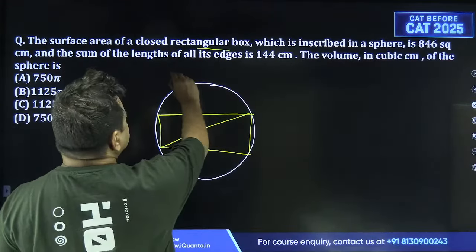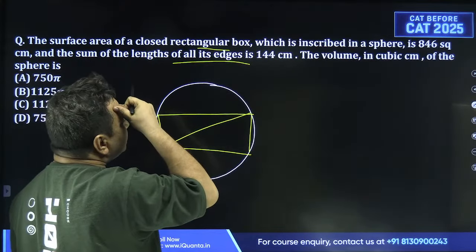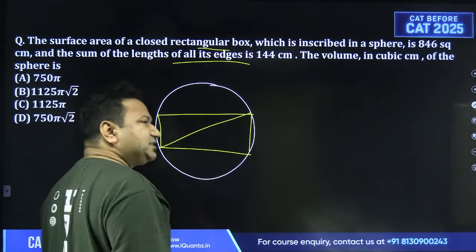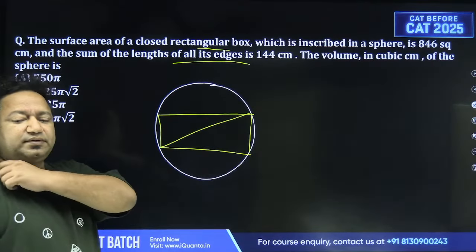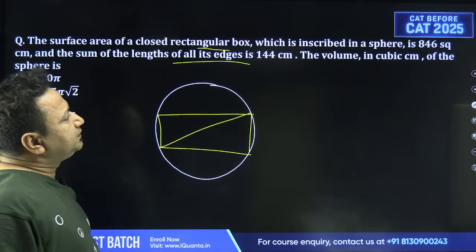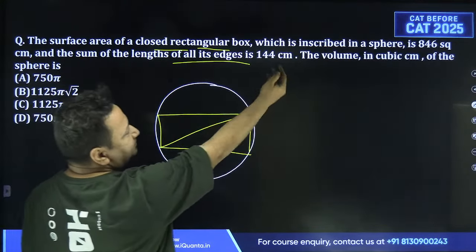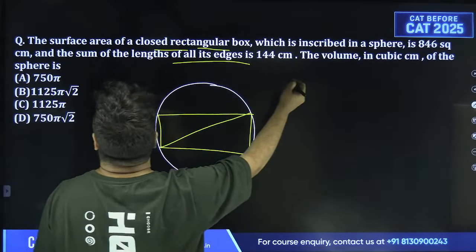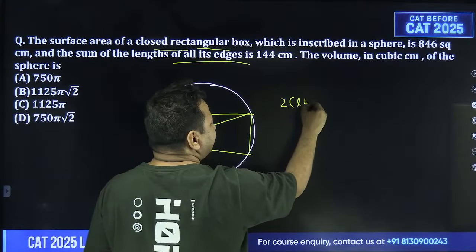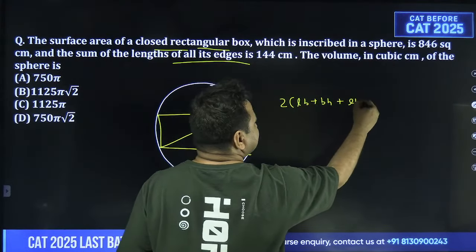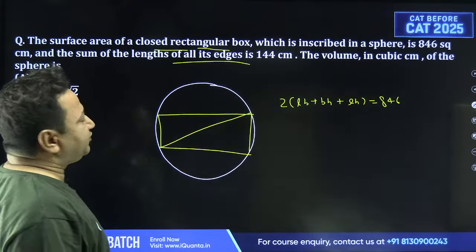What do we know? The sum of the lengths of all its edges is 144. All right. So how many edges do we have here? Okay, Aryan, no problem. The area of the cuboid is given to us, not the volume. So that means twice of LB plus BH plus LH is given to us, that is 846 square centimeters. Sum of all the lengths.